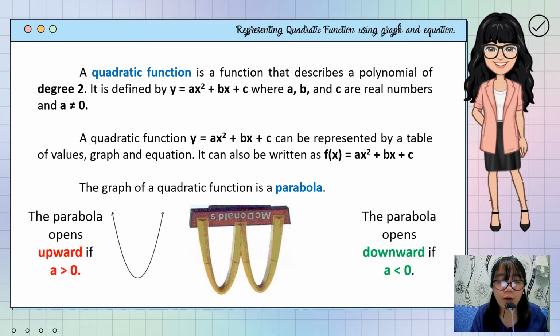And then the parabola opens downward if a is less than 0, which means to say negative. And it looks like this one.